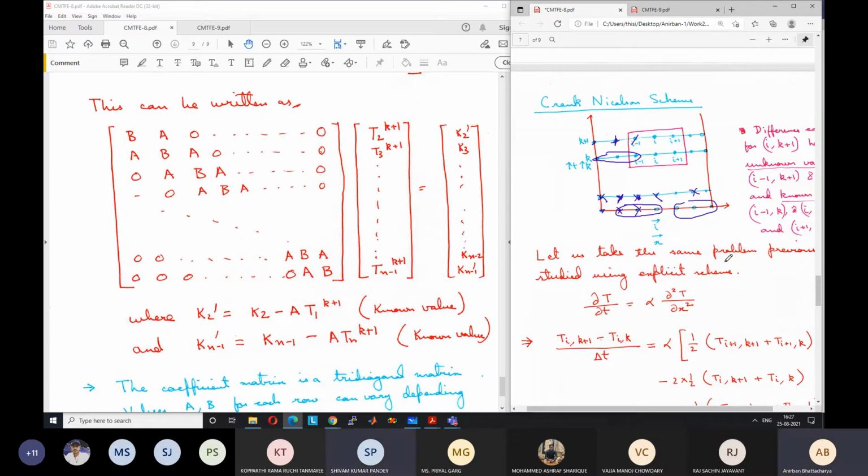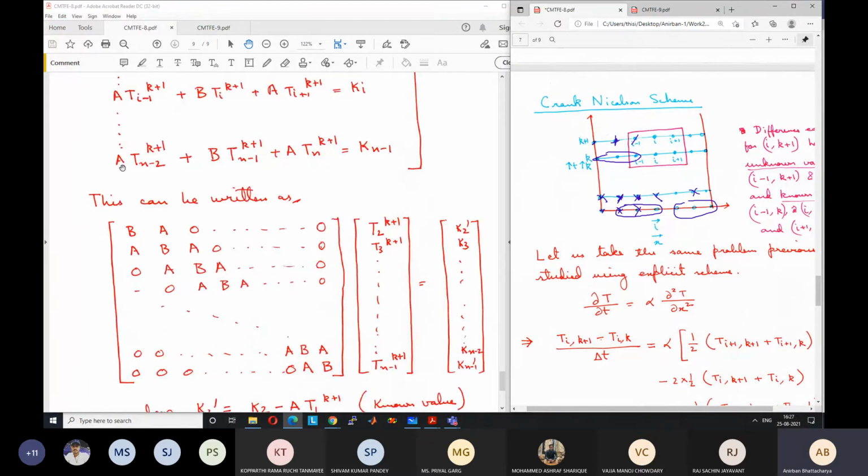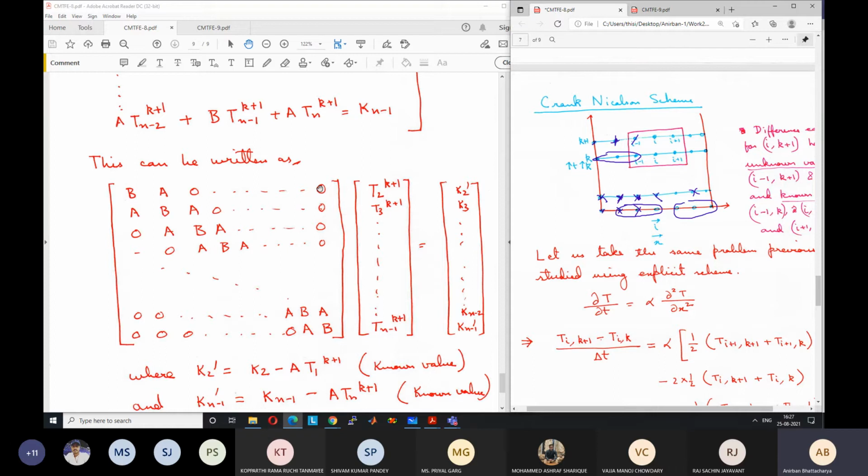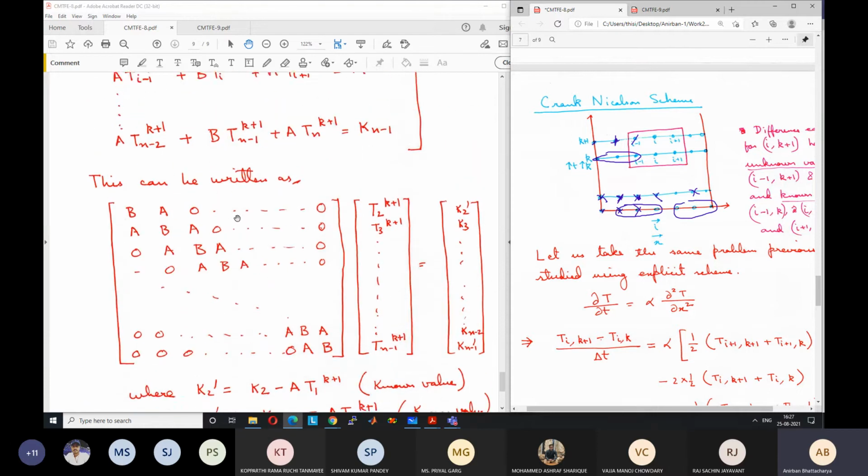Sir, if we use a higher order discretization model. Very good. If you use higher order discretization, then instead of 3 points, I will need 5 points for the second order derivative, right? So in that case, I will have points like i minus 2, i minus 1, i plus 1, and i plus 2. So in these equations, I will have 5 unknowns: Ti minus 2, Ti minus 1, Ti plus 1, and Ti plus 2. So it will be a pentadiagonal matrix.